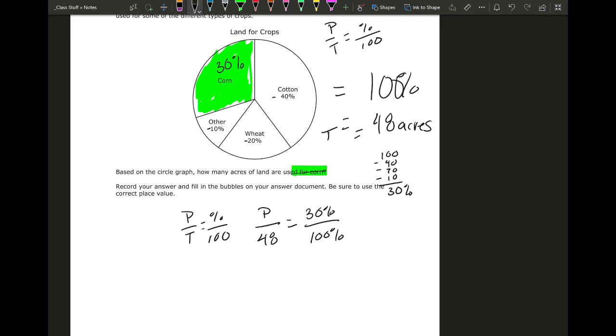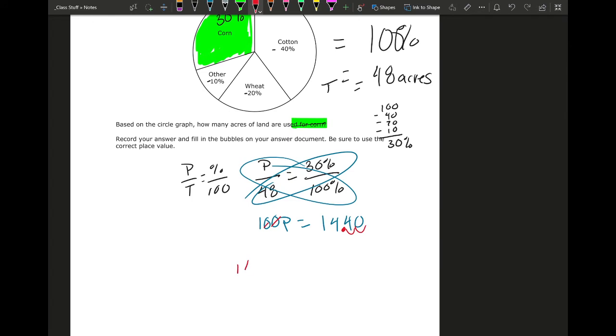Now this one is not as easy as the one we did before, because I can't multiply 48 by an even number and get 100, so this will need to be cross products. Multiply those two, multiply those two. So 100 times p, that's just going to be 100p equals 48 times 30, which gives you 1,440. My last step is to divide by 100, or you can easily just cross out 2 zeros and move the decimal 2 places to the left. So my answer is going to be 14.4.